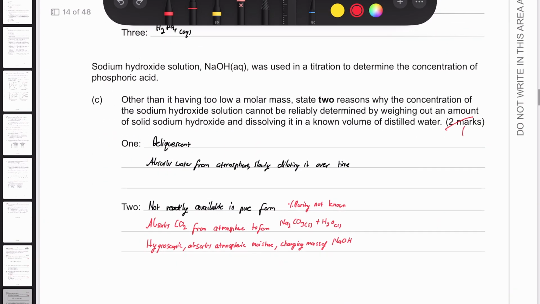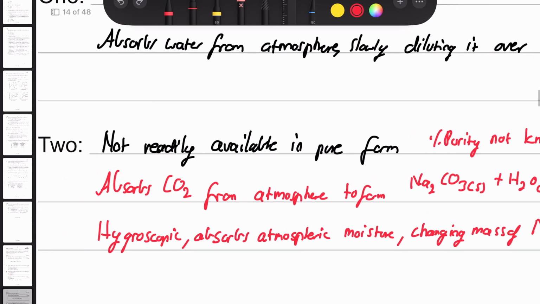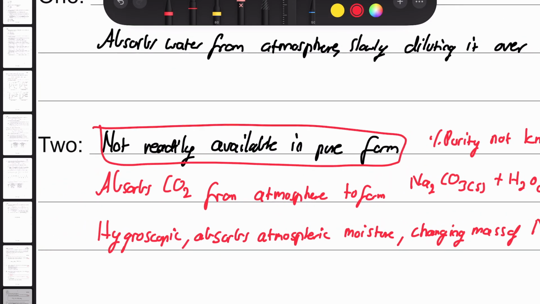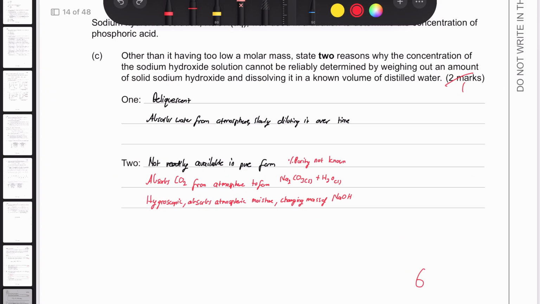And down here, this was so silly. No, it was literally in the marking key. It said to not award marks for not available in pure form. So obviously I couldn't award myself marks there.